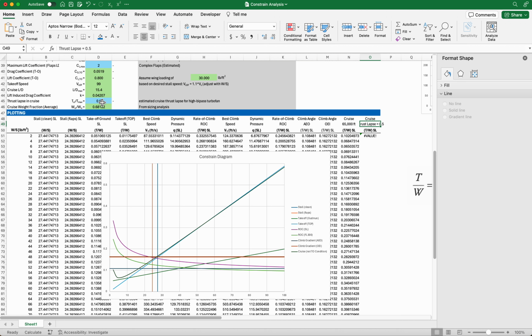So I have that parameter over here. It's originally set to 0.6. I'm going to change that to 0.5. Just so I can see this, I'm just going to change thrust lapse to just lapse, 0.5.